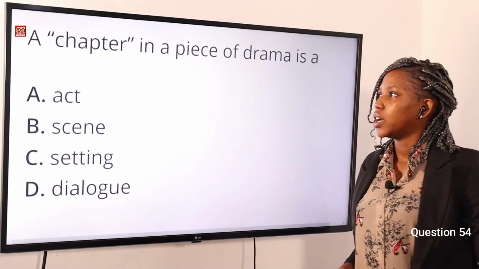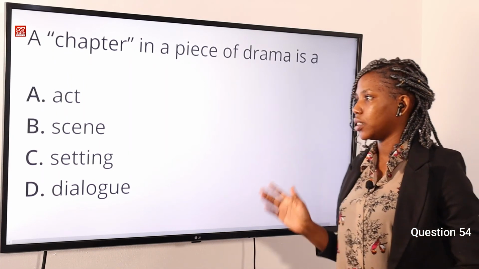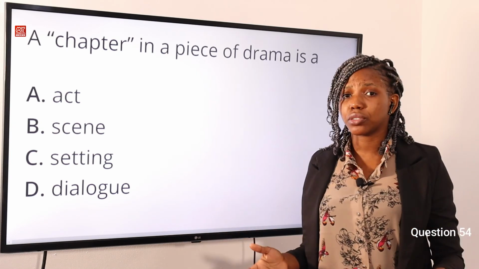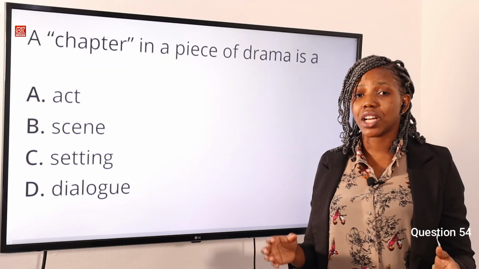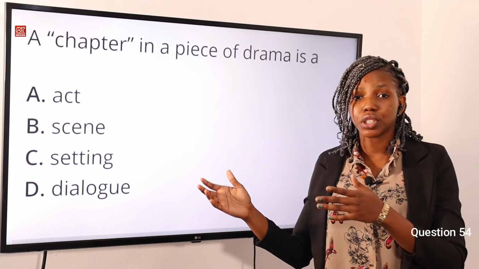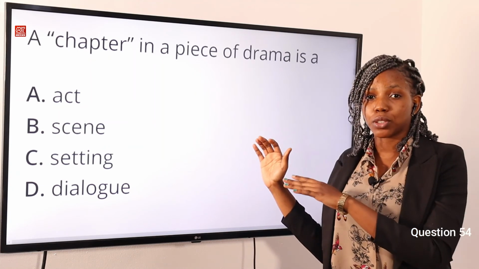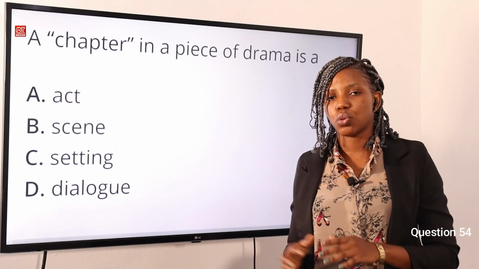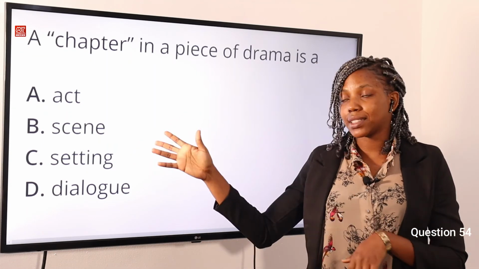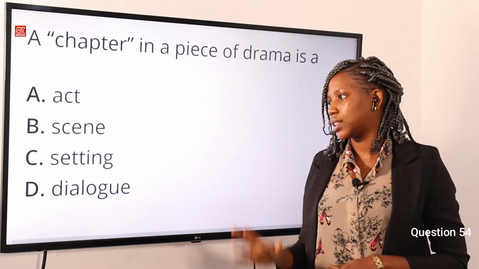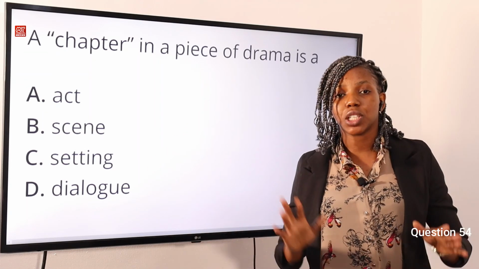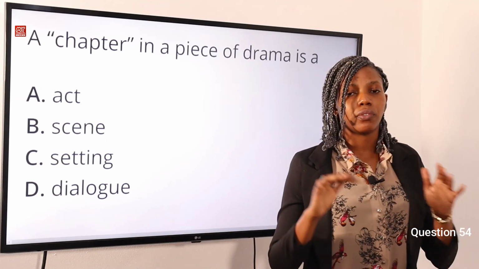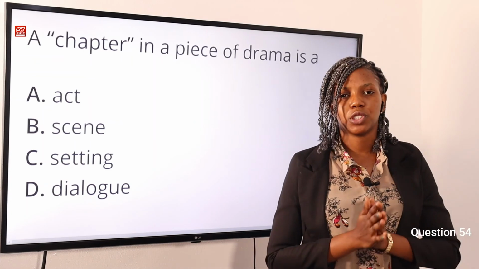Question 54. A chapter in a piece of drama is an option A, act, option B, scene, option C, setting, option D, dialogue. The answer to this question is act. Okay, act is regarded as a chapter, more like a chapter in a prose, in a drama text or a piece of drama. Scene is the subdivision of chapters or the acts in case of drama text. When we talk of settings, we're looking at the place and the time of the work. Dialogue is conversation. So the answer to this question is option A, act.